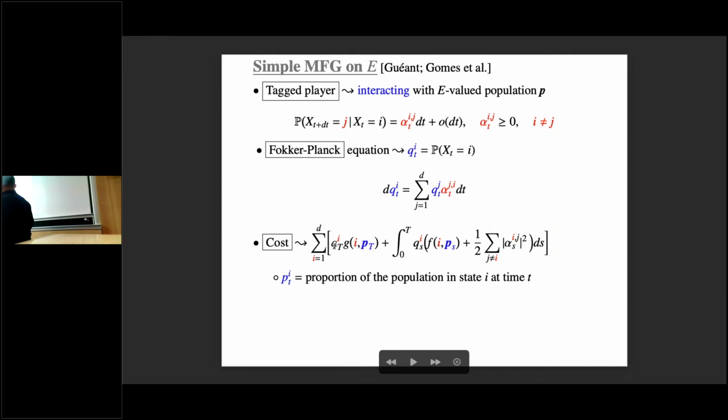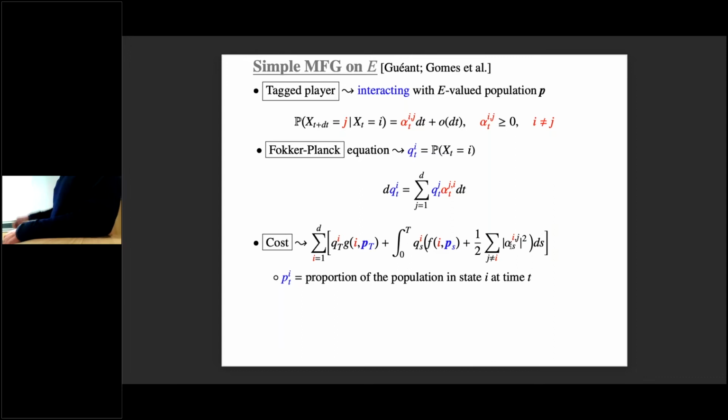These are my running costs, or my terminal costs. And here this is the running cost. And here this is a kind of kinetic energy. I want to minimize the square of the rates, as otherwise I could have very, very large rates. And I do the same as before.